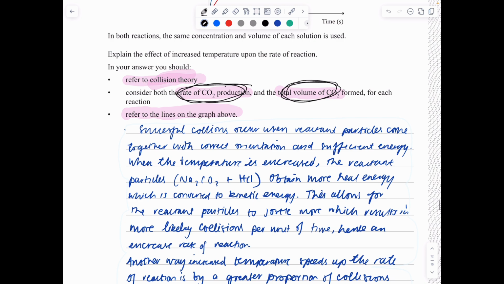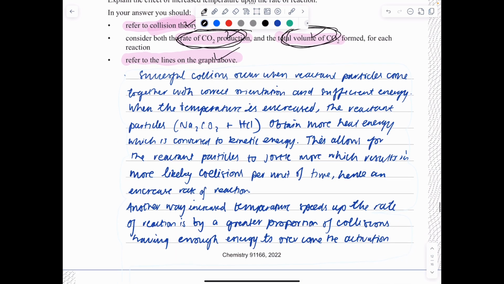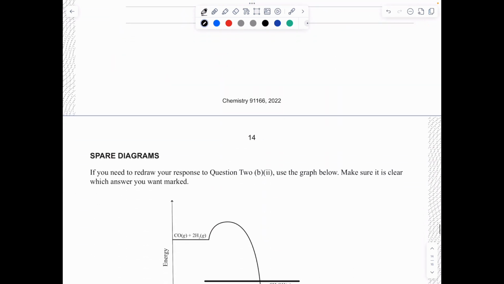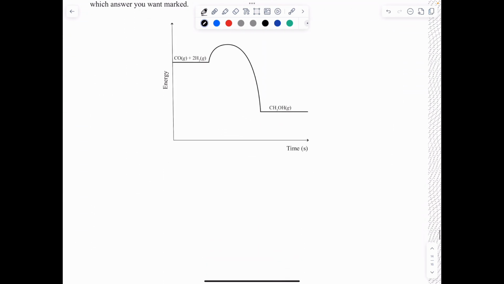So we've referred to this, we've referred to this, we've referred to this, and we've also referred to the lines on the graph. So we've ticked every single thing. We have finished this exam.